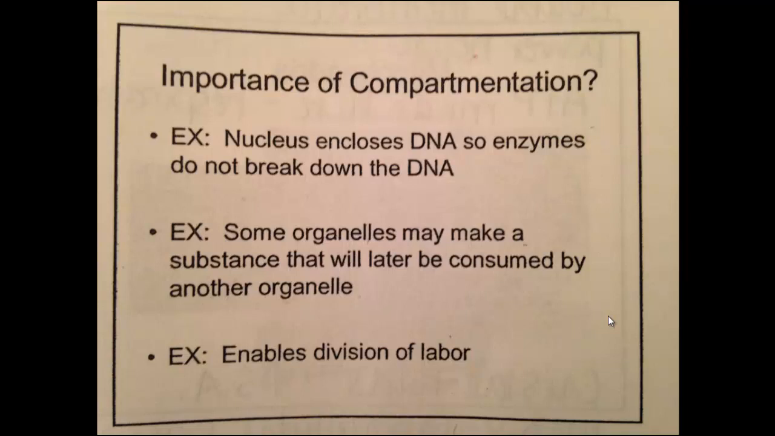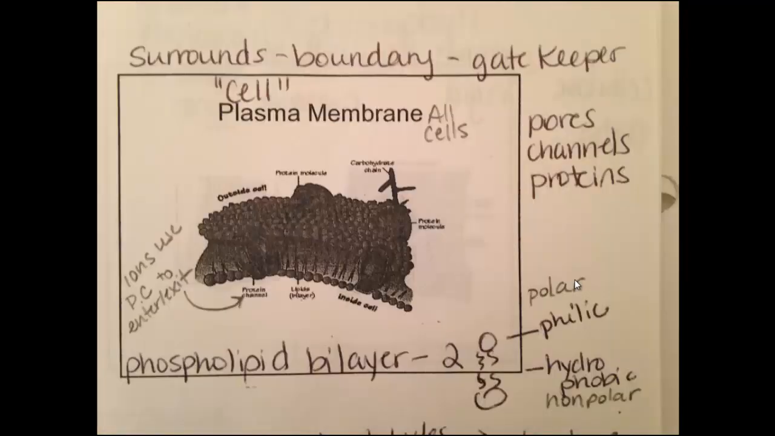Compartmentalization means the nucleus is going to enclose and protect the DNA so it doesn't break down. Organelles may make a substance that will later be consumed by another organelle. And this also allows us to have a division of labor, with different things doing specific functions.